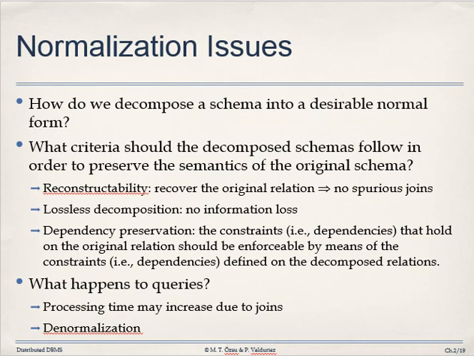So we recover the original relation, with no spurious joins. Lossless decomposition means no information loss. All the information should be there: the number of attributes, the number of records, and everything that we already have in our last table.